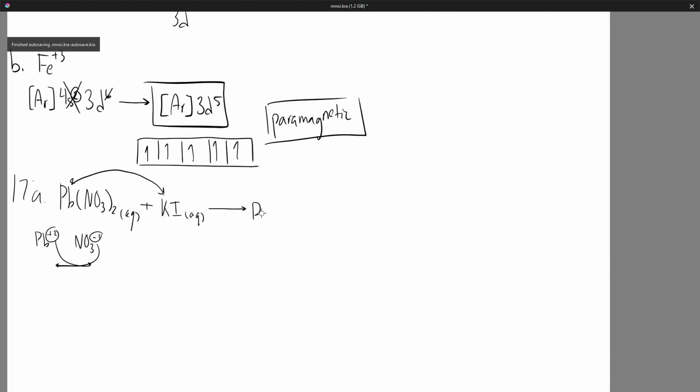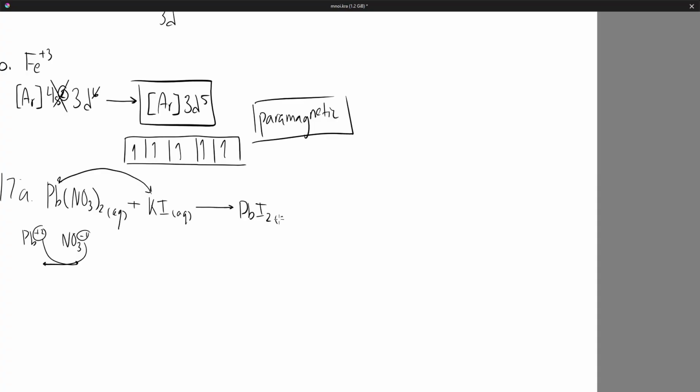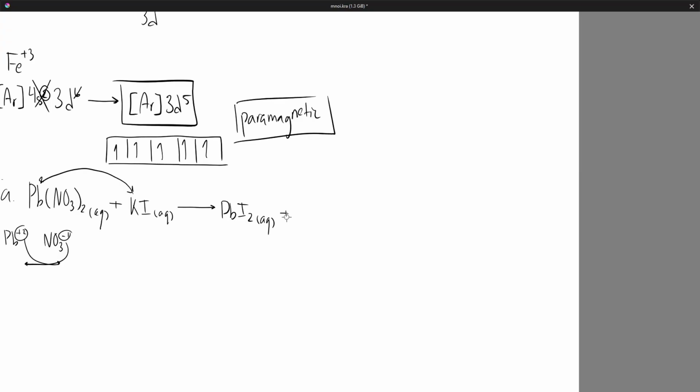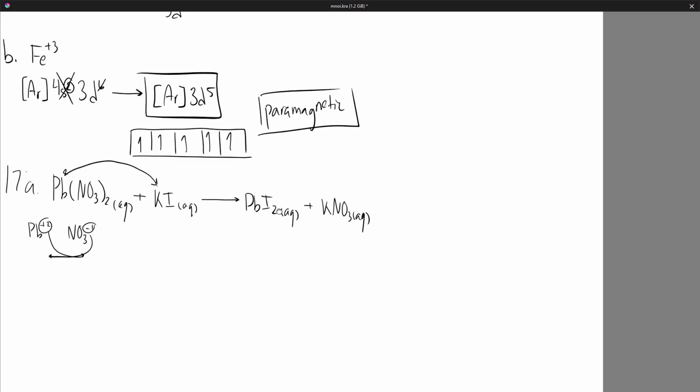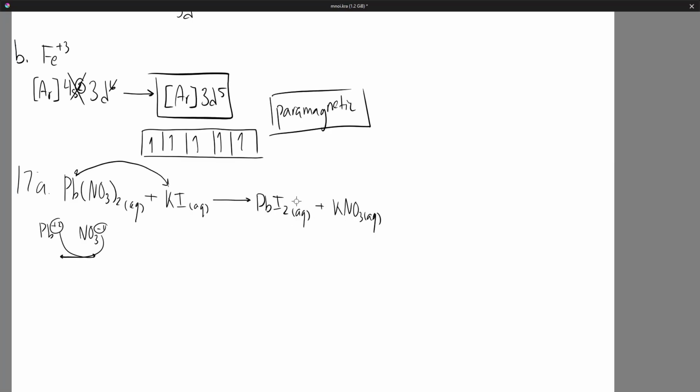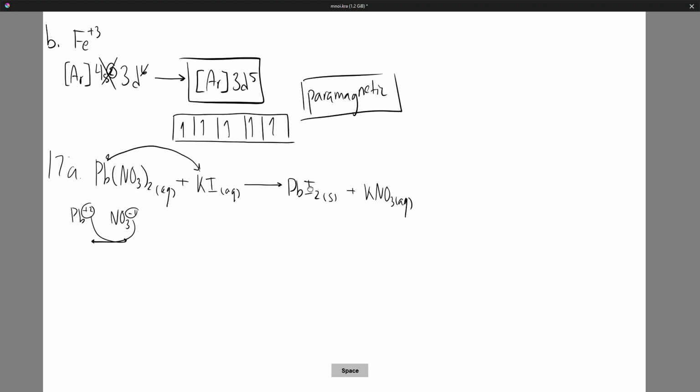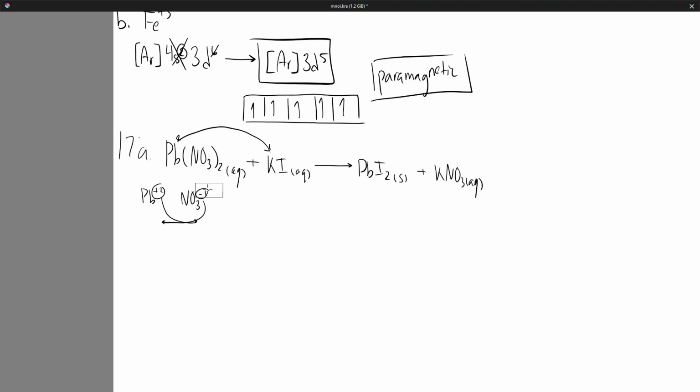So it'll be PbI2. That's aqueous, I think. And potassium nitrate. Aqueous. Actually, I don't know if this one's aqueous. Okay, I just checked, and this is not aqueous, or I mean soluble. So it'll be a solid. Which means this is a precipitate reaction. But you don't have to put that there. You just gotta put the reaction or the complete reaction.